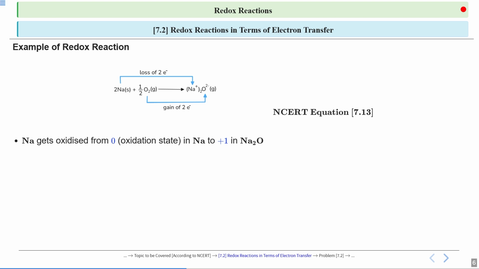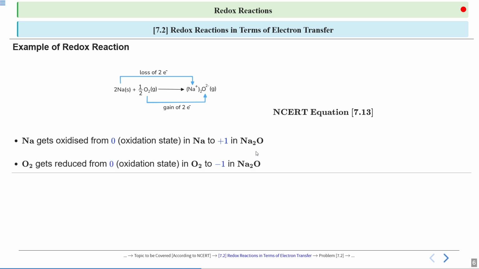Now, sodium oxide is an inorganic white solid compound which can also be known as disodium oxide. We can call it disodium oxide or disodium monoxide. Now, if we look over to the O2, in O2, O2 gets reduced from 0 in O2 to -1 in Na2O. That means we are here talking about the oxidation state of O2 in reactant and product respectively.